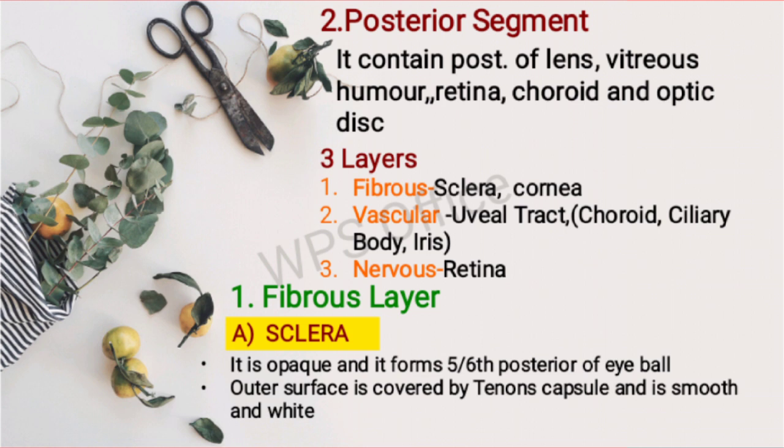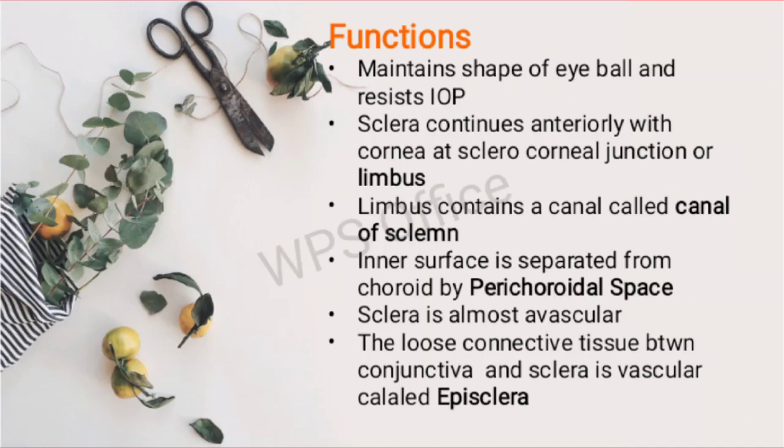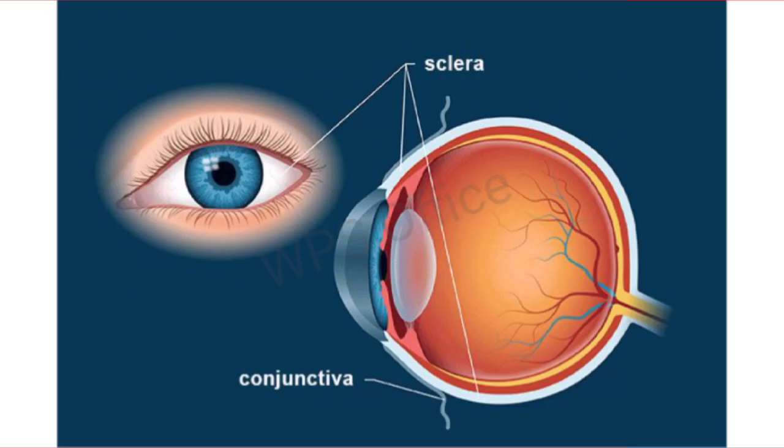Sclera is an opaque structure lining about the posterior five-sixths of the eyeball. The main function of the sclera is maintaining the shape of the eyeball and resisting the IOP, that is the intraocular pressure of the eye. Now its relations: the sclera is anteriorly related to the cornea, and its inner surface is related to the choroid. Between the conjunctiva and sclera there is a loose connective tissue known as episclera.